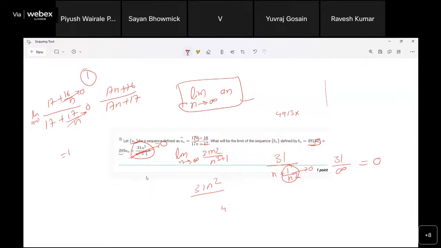Now sir, if you put 1 here, so that is 4913 into 1 plus 2893. So that is 0, right? So I guess 5202 is the answer. Let me check. 5202. Yes, 5202 is the answer, right?